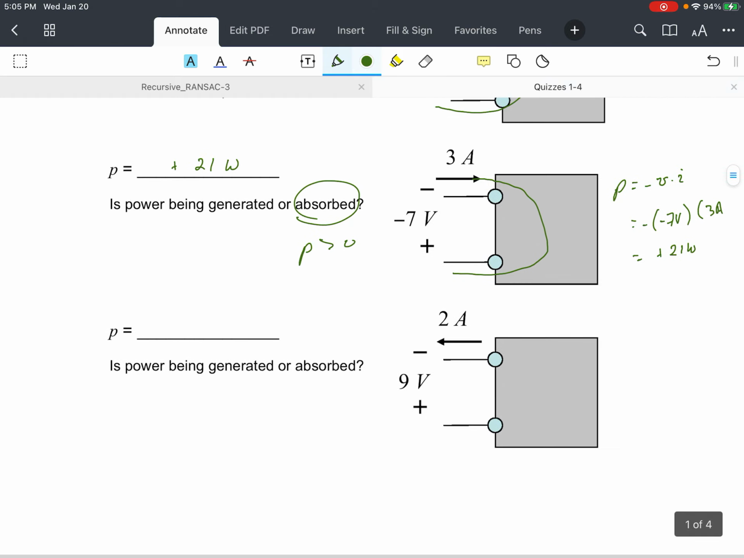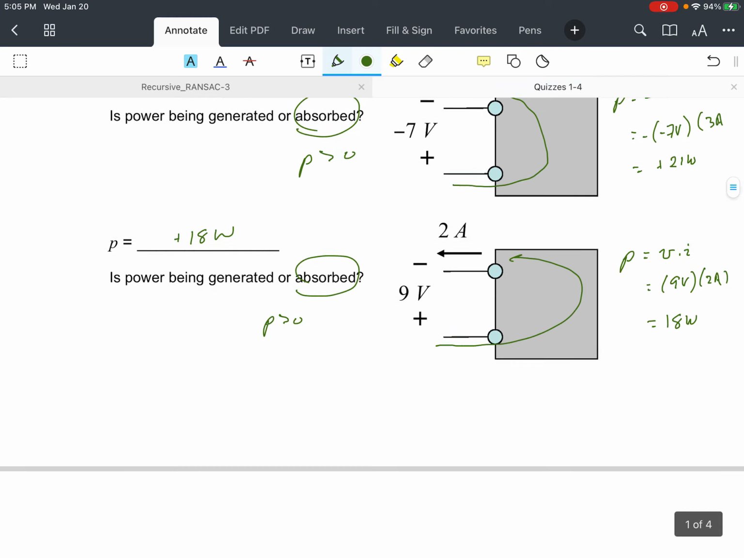In this case, current is flowing from the positive terminal to the negative. So this is passive sign convention. So the formula is power equals positive V times I. The voltage in this case is 9 volts. The current is 2 amps. So this would be 18 watts. So positive 18 watts. Power is positive, so it's being absorbed.